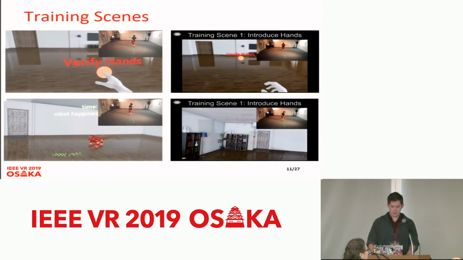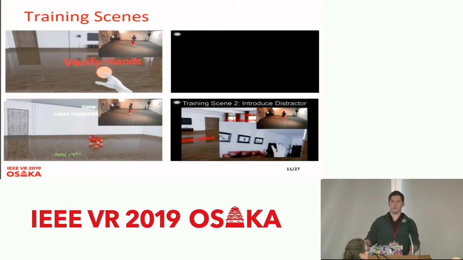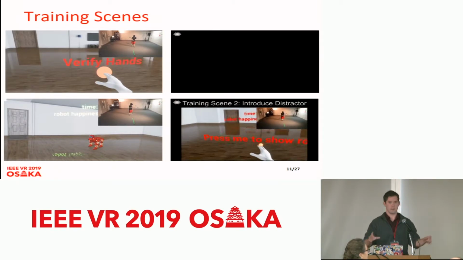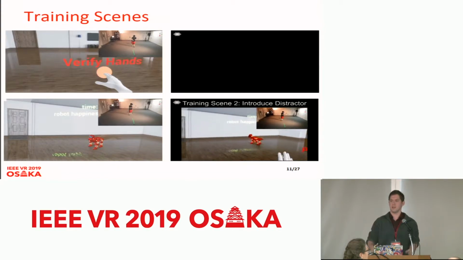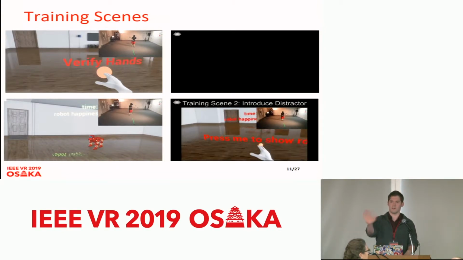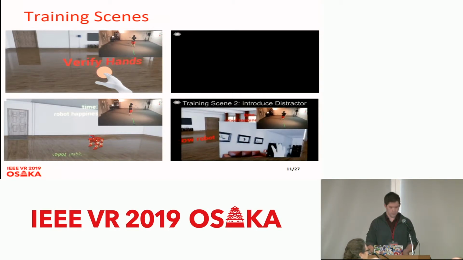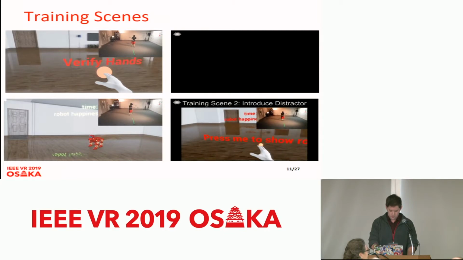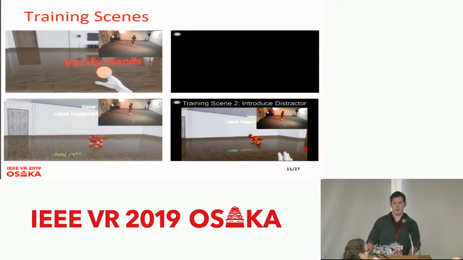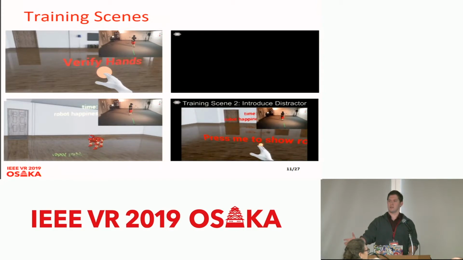So the first of the training scenes is meant to introduce the user to walking in VR, and they also are introduced to their hands, which are tracked by Leap Motion. And they use these to complete simulator sickness questionnaires and to wave at the distractor, which is what they're told to do. We did this because we didn't want to make any assumptions about how comfortable the user was in VR.